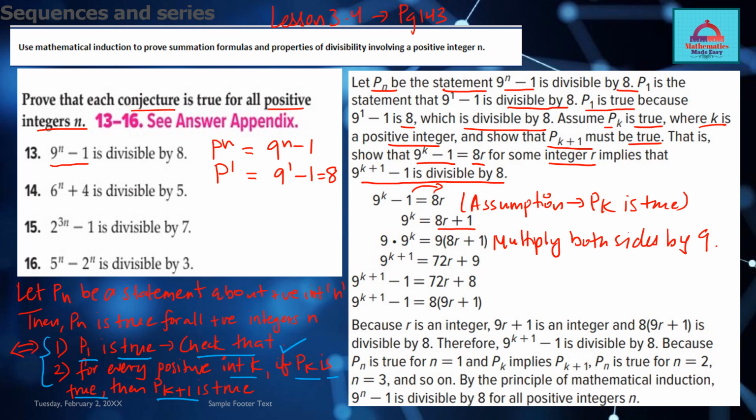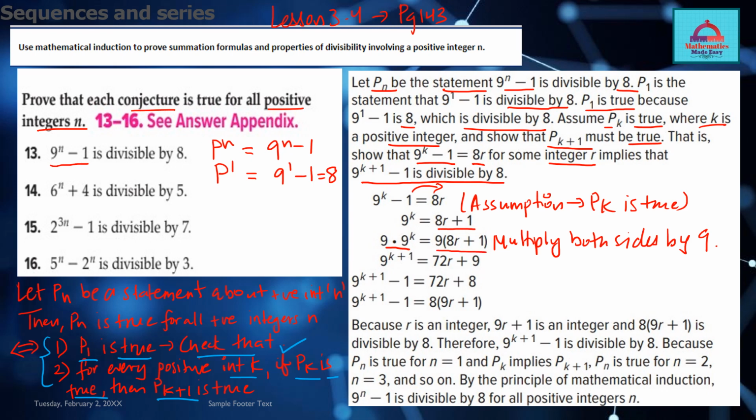So in order to make this k plus 1, I need another 9. So that's why I'm multiplying with 9 here, and I cannot do it on one side only. It will create an imbalance in the equation. So I have to multiply that 9 on both sides of the equation.